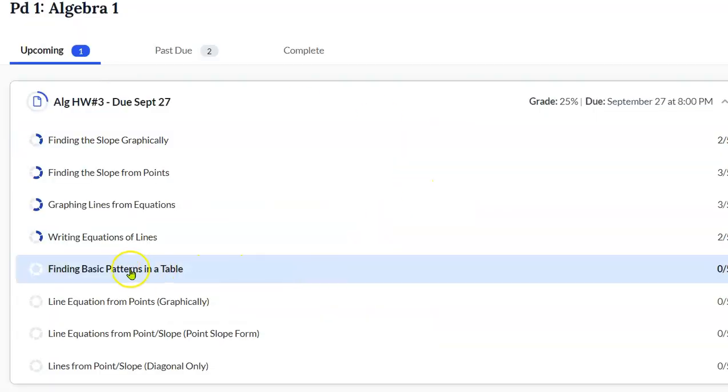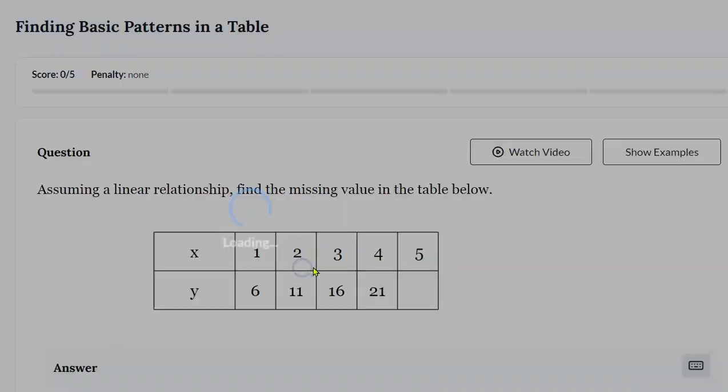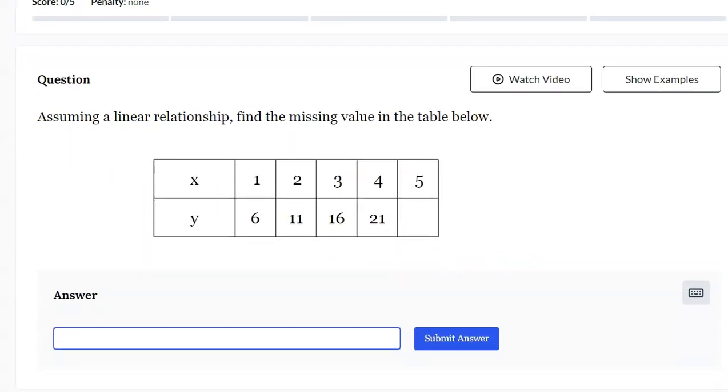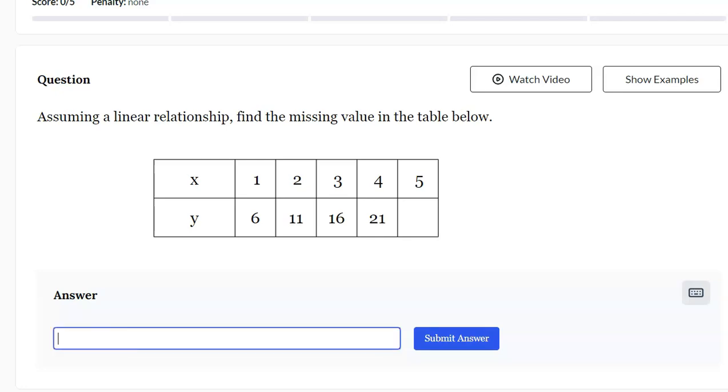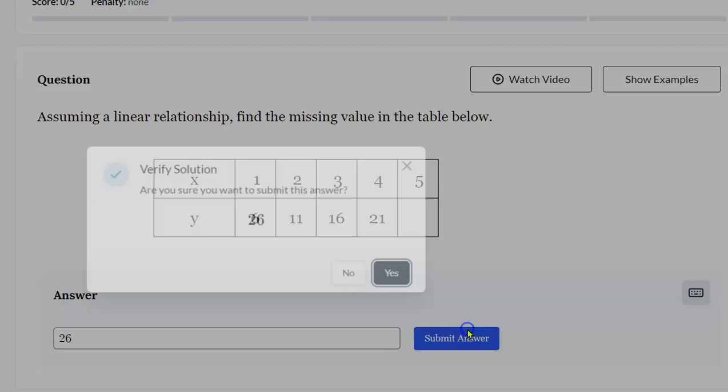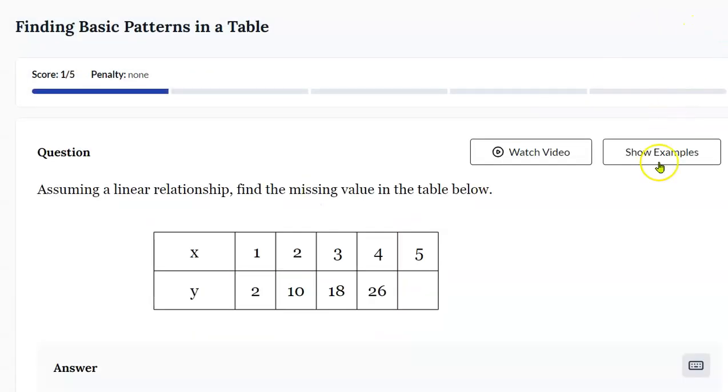All right, next topic, finding basic patterns in tables. All of the tables in this topic are going to be linear, and that means that there is a constant rate of change from input to input. So this one has a constant rate of 1, and down here we see that it's going up by 5 each time. So I simply add 5 to 21, and I get my missing value. You're going to type that in the answer box and move on.